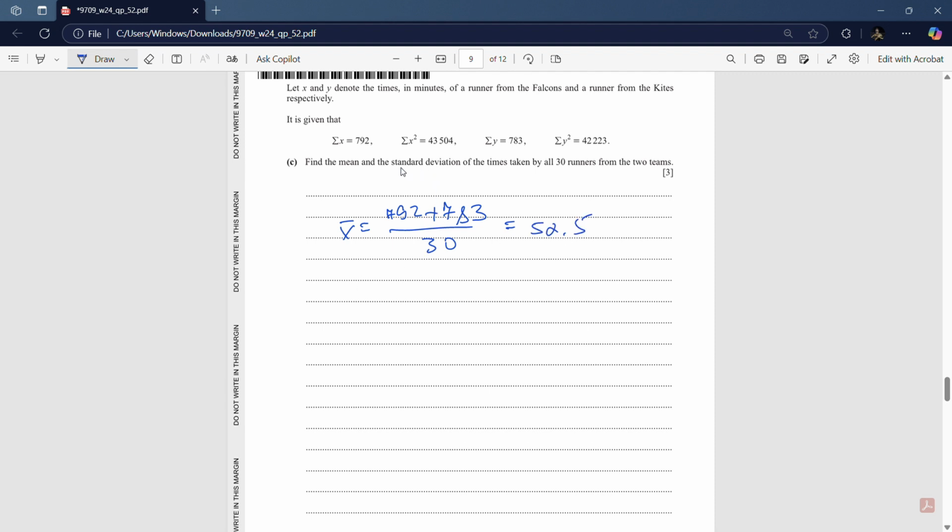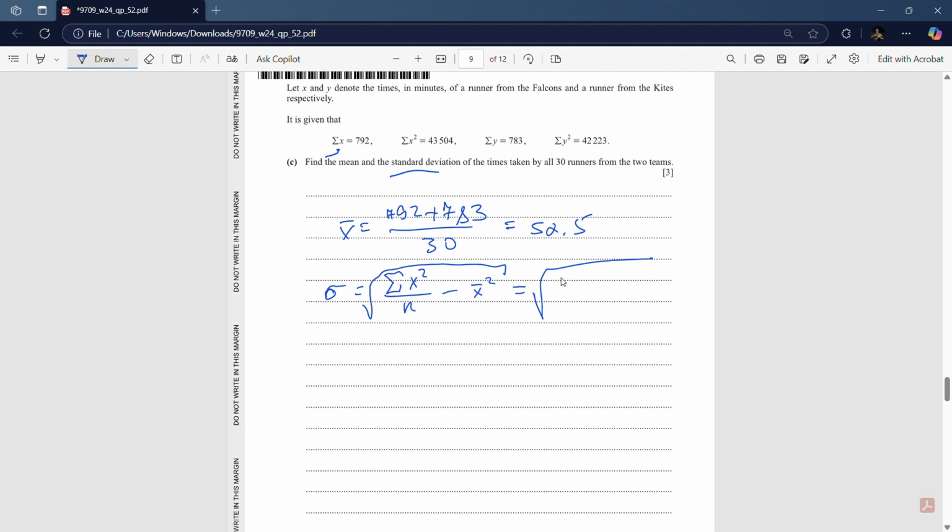And we should also find the standard deviation. We have a formula of the square root of sigma x squared over n minus mean squared. And here, do not confuse this x with that one, because it's just a formula. Now we will be substituting with our values. So we have to add these: sigma x squared and sigma y squared.